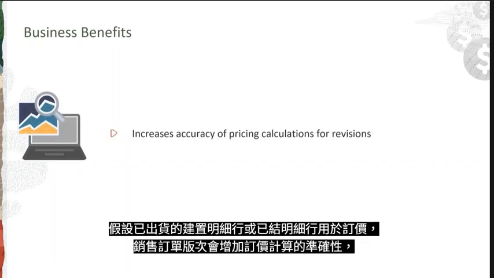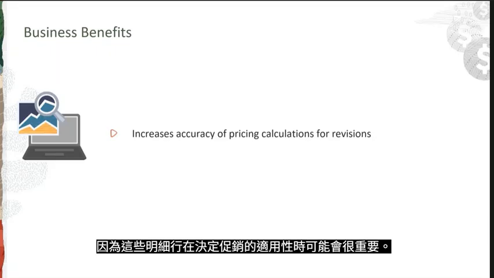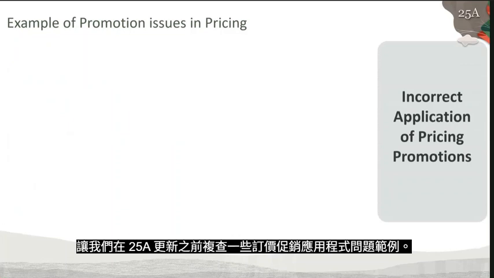Considering the shipped, build, or closed lines for pricing a sales order revision increases the accuracy of the pricing calculations, as these lines may be critical in determining the applicability of a promotion. Let's review a few examples of pricing promotion application issues pre-25A update.